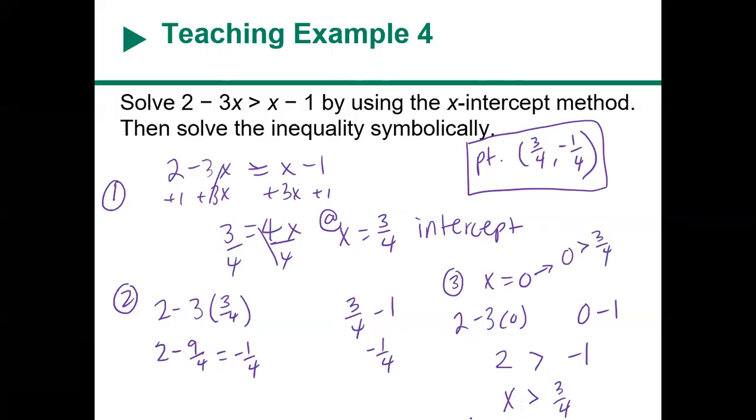To me, this method is unnecessary, but I showed it to you in case you need to see a bunch of steps. I would say stick to solving it symbolically one way, but the x-intercept method is identifying the x-intercept and testing points above or below the x-intercept and seeing where it falls. Again, not a fan of it, but I showed it to you.